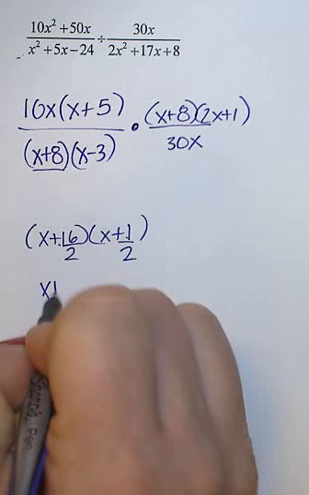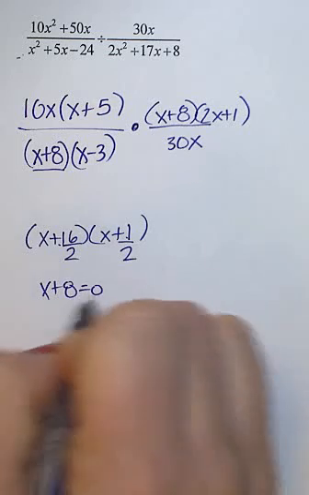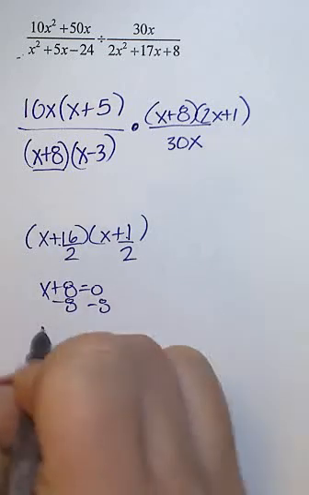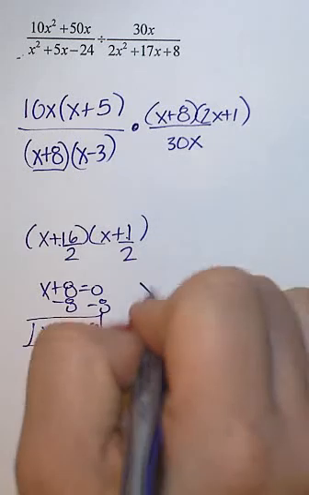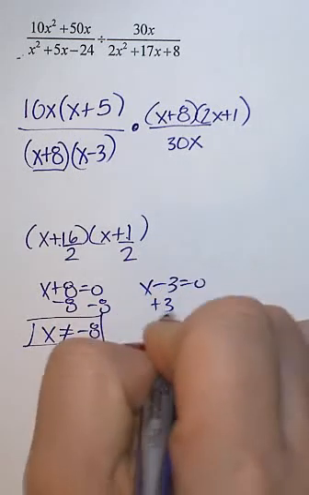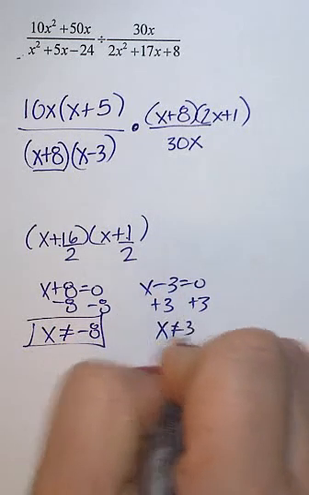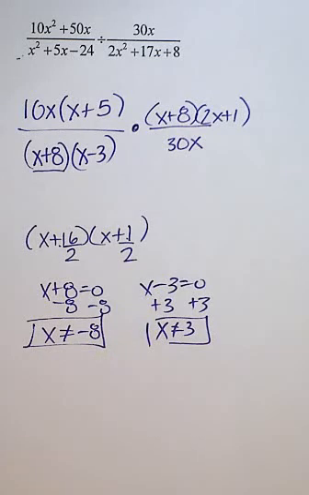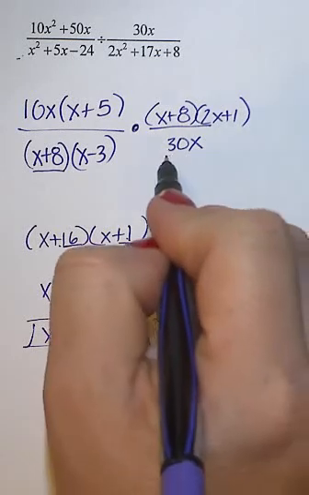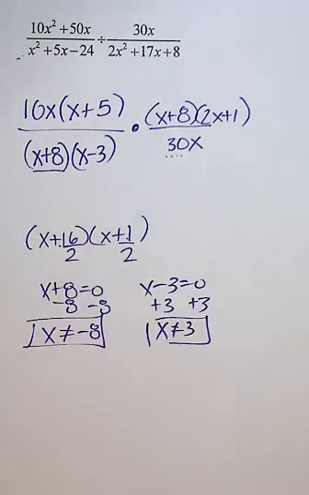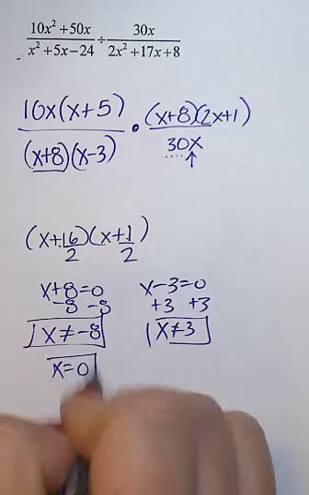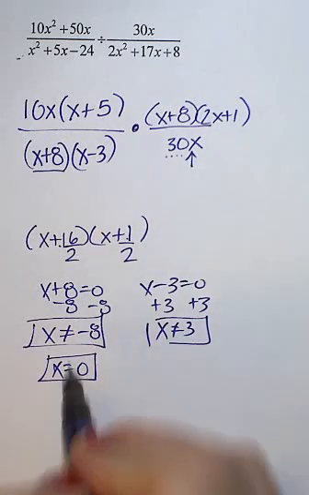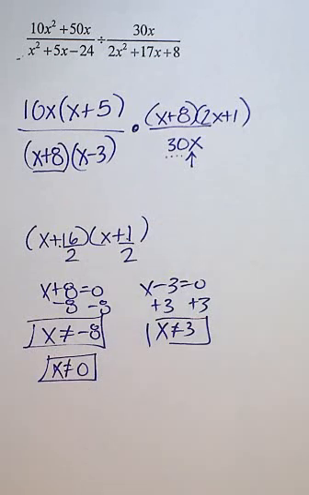X plus 8, set it equal to 0. One excluded value is negative 8. X minus 3, set it equal to 0. Another excluded value is x equals 3. And now, just a term by itself does not equate to an excluded value, but this x by itself, when we set it equal to 0, it equals 0. So here are your 3 excluded values.